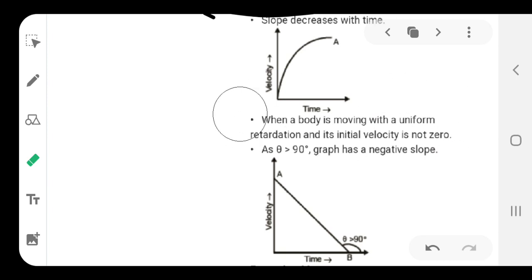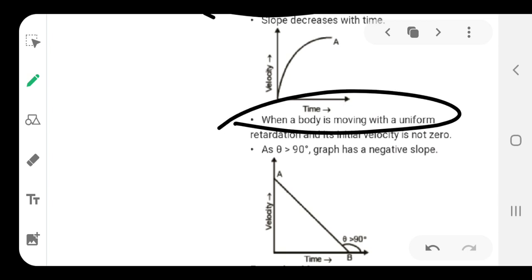The next one, the body is moving with a uniform retardation and its initial velocity is not 0. Here the initial velocity, which starts from here, is not 0. Earlier the initial velocity was 0, here it is not 0, but it is moving with a negative slope, you can call it.